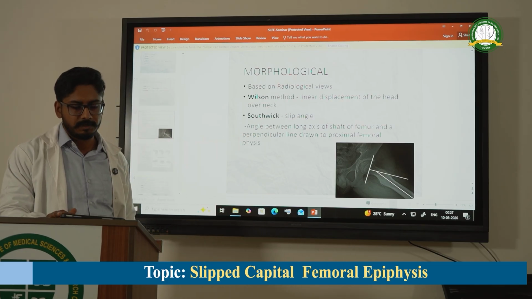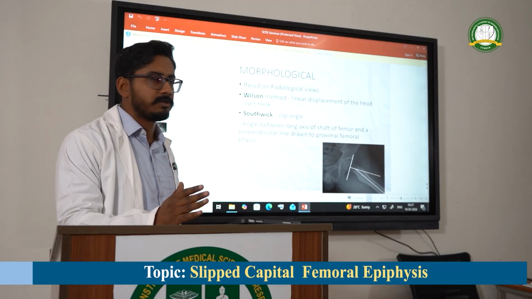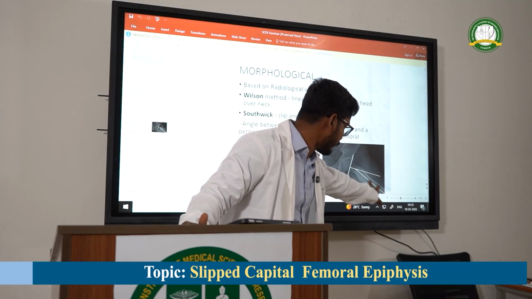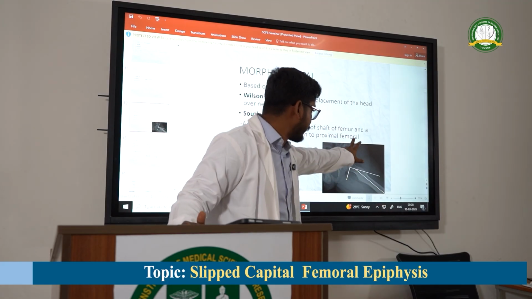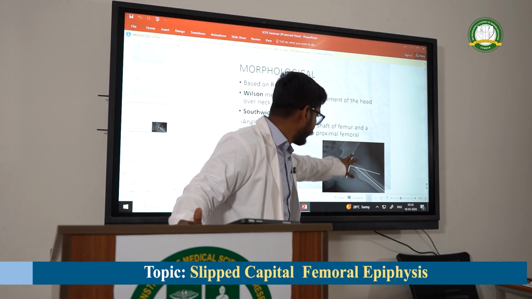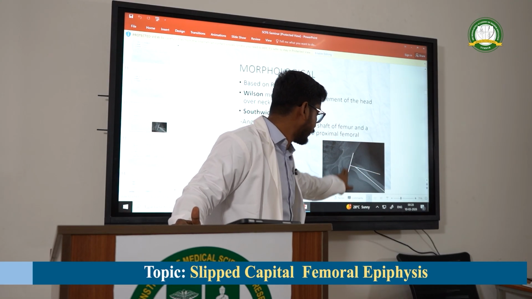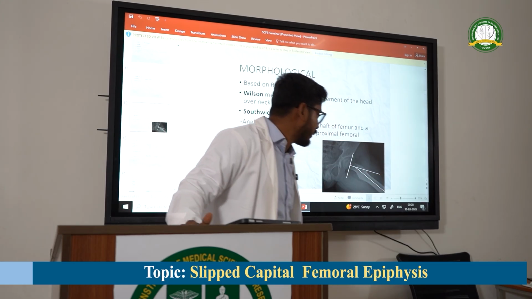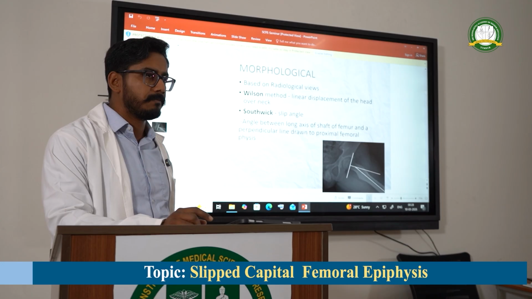This angle is formed between two lines. What are the two lines? One line passes through the axis of the femur, and the other line is drawn perpendicular to the physis. This is the physis line and this is the perpendicular line. The angle formed between the two lines is called the Southwick slip angle.